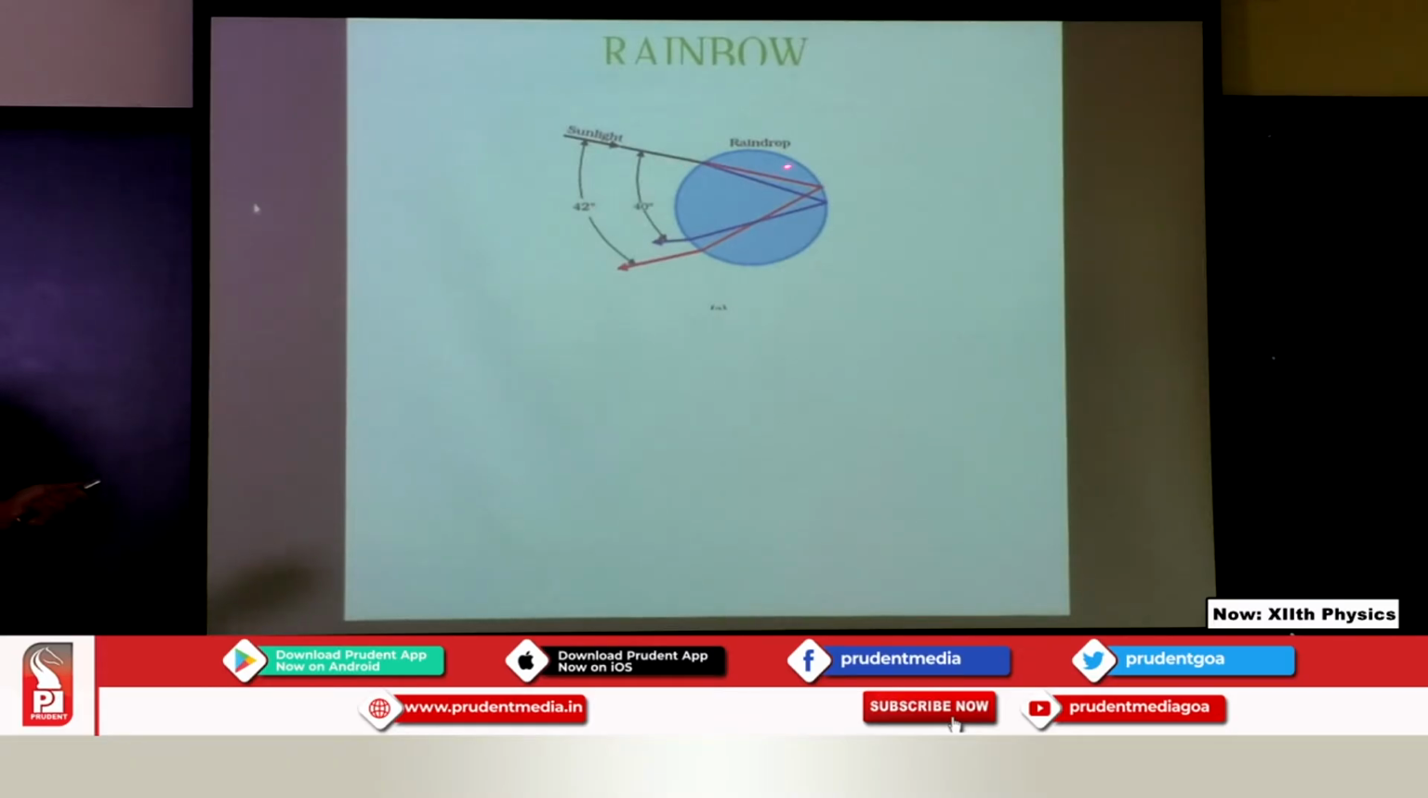The light splits up into the 7 beautiful colors, and when it strikes the inner surface, it is totally reflected. Again we have refraction at this point because it is moving from the denser to the rarer medium. Finally, when it comes out, the violet light is subtended with an angle of 40 degrees and the red with an angle of 42 degrees with the incoming ray, and the remaining colors fall in between. So this is how a rainbow is formed.